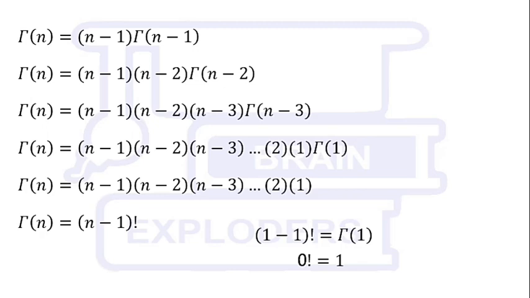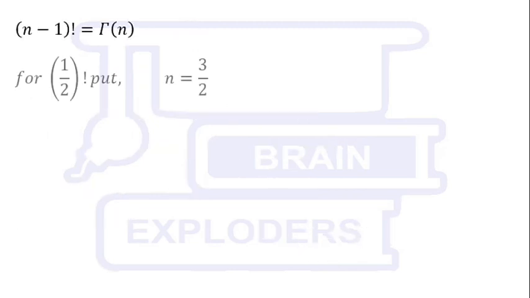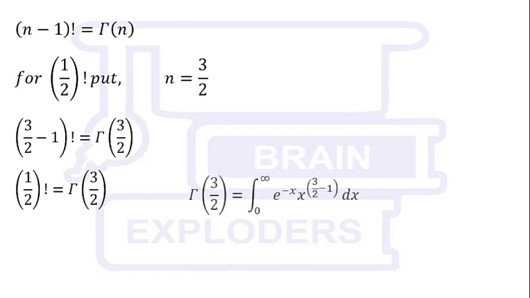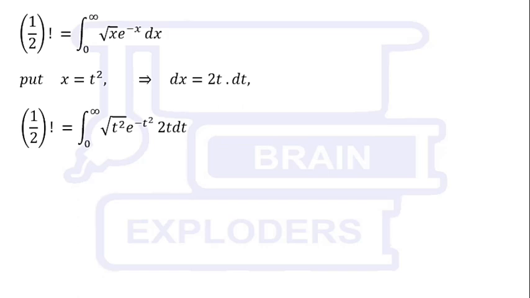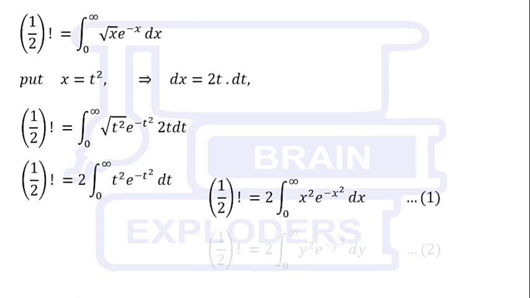To calculate the value of 1 by 2 factorial, we can put n equals 3 by 2, but this function becomes a little bit complicated to calculate. To solve it, we have to convert it to some simple forms. Put x equals t square and dx equals 2t dt. Since using any other variable doesn't affect the value of the integral, we can use x and y instead of t.